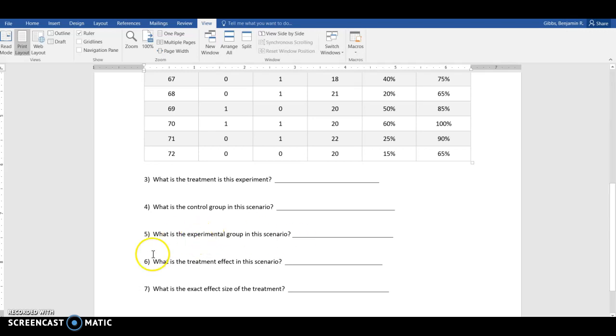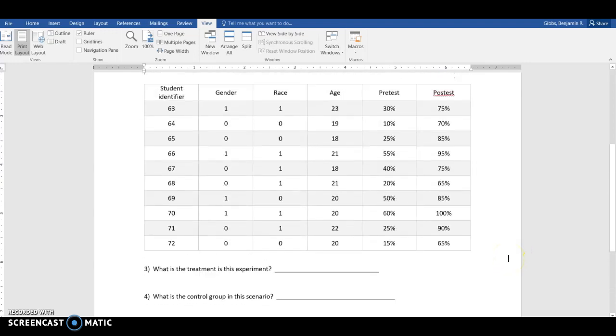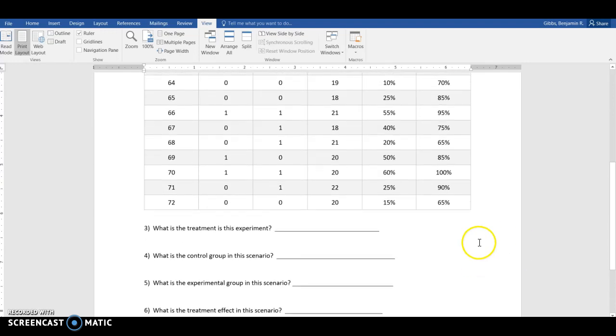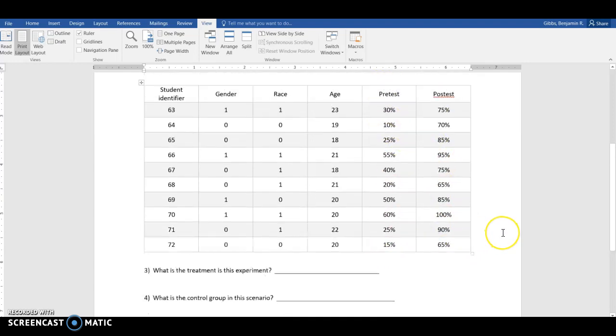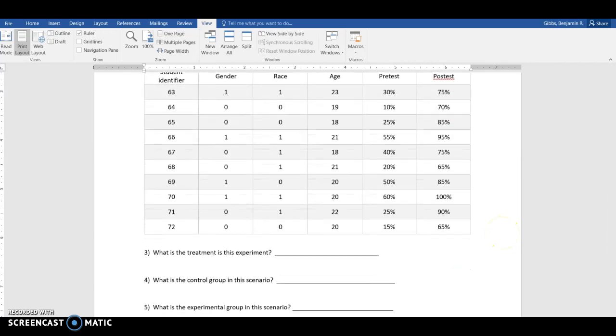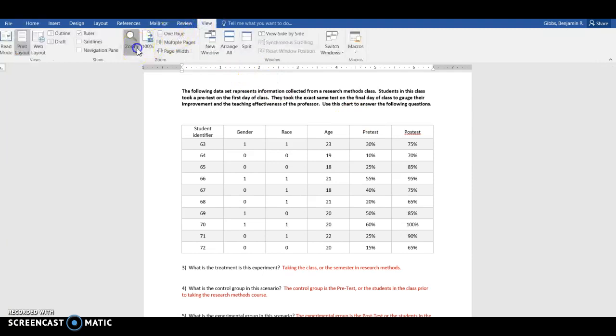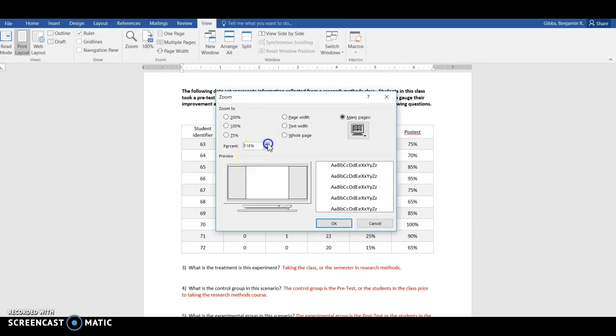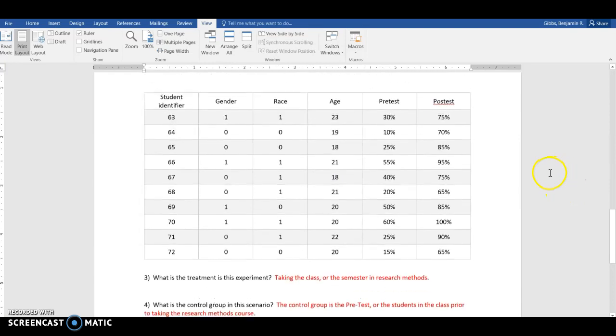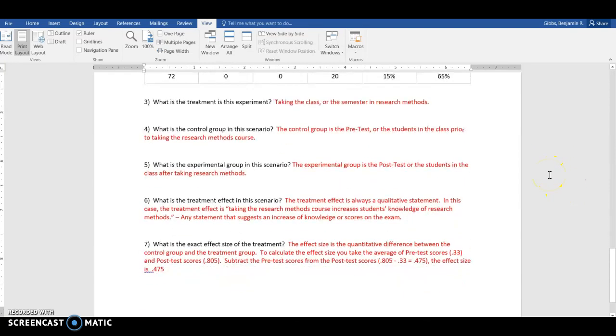So you really need to do 6 and 7 together by doing the math on the difference between the pre-test average and the post-test average. So what we're looking for, and let me pull up another sheet here. Sorry, I'll make this a little bigger. Let's zoom this to 130. And let's look at 6 and 7.